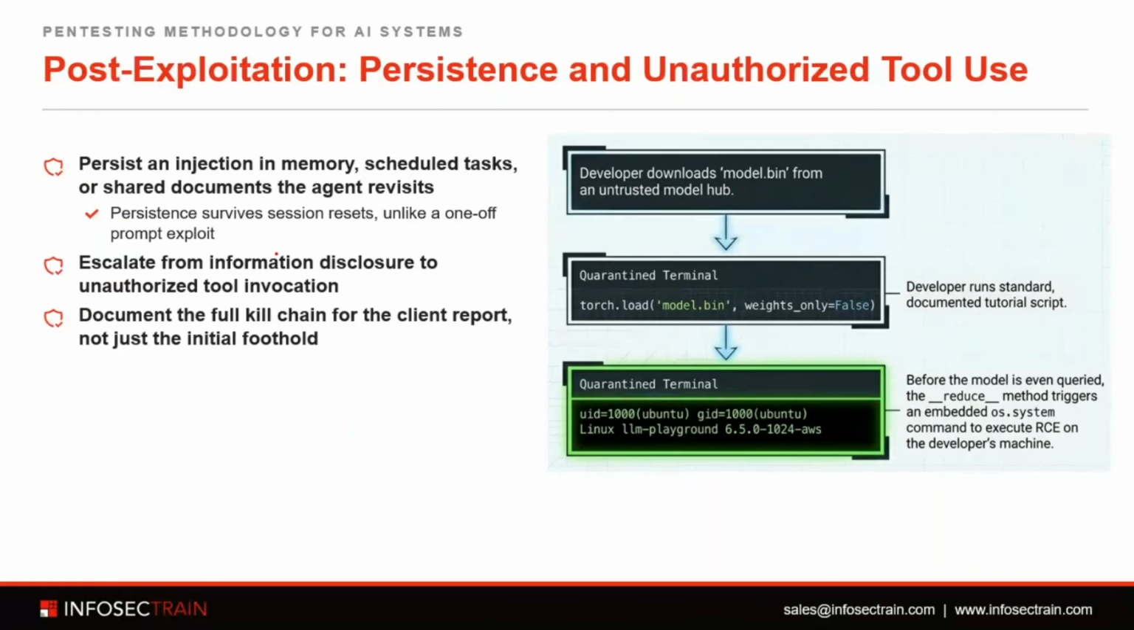So a developer runs a standard documented tutorial script before the model is even queried. Right here in this image, if you see, the reduce method triggers the embedded os.system command to execute remote code execution on the developer machine, and you get access to that developer machine, right? So the developer has downloaded model.bin from somewhere untrusted, a model place which is not known, right? A third party basically, and when it is executed, the attacker gets full access, right?